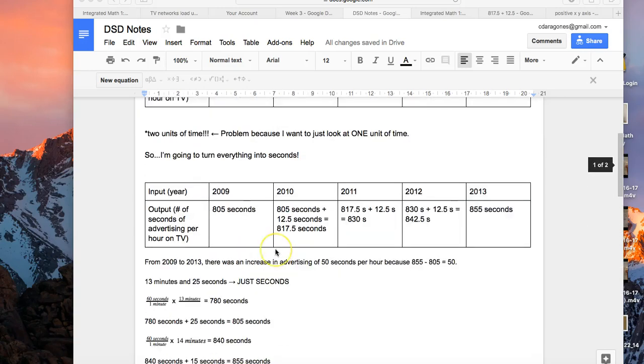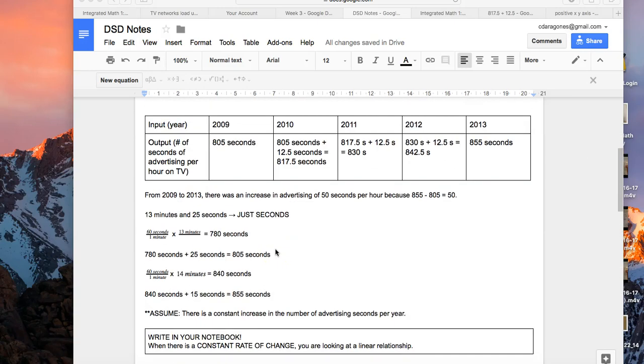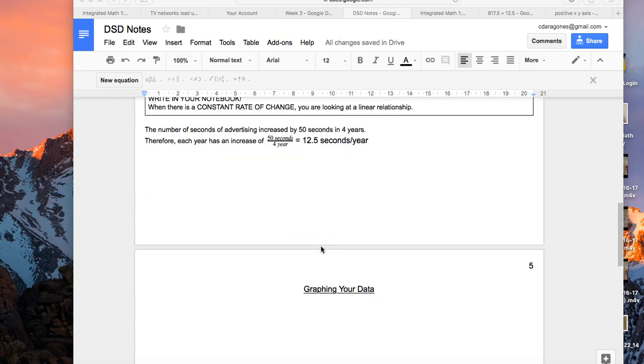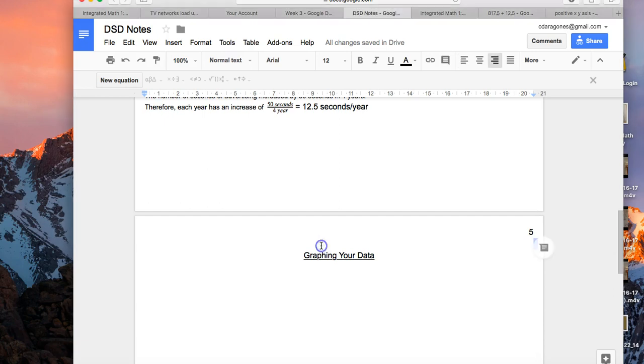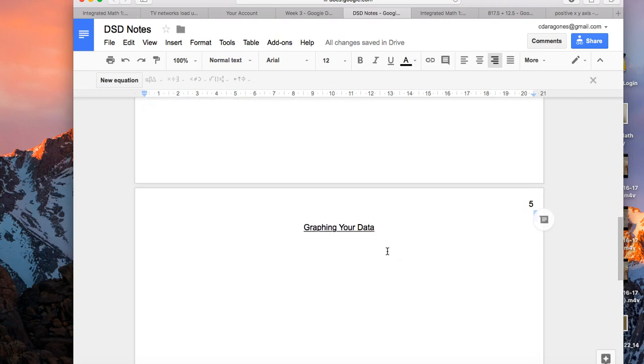All right, so now that you have a table of values, you're going to go ahead and put your data into a graph. So on page 5 of your graphing notebooks, go ahead and put page 5 on the top right corner and title it Graphing Your Data. So the way this works, you already have a graphing notebook, so all of the lines are there for you.